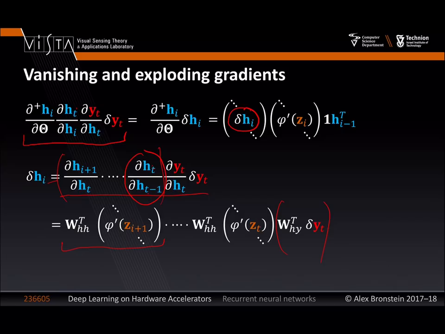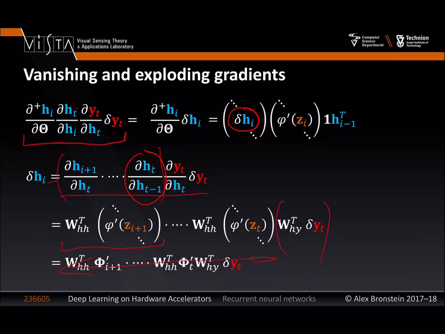Okay, and if we remember, we distinguish between short-term contributions and long-term contributions. So the difference between short-term and long-term is the length of this product, how many times we multiply by this matrix WHH transpose, and how many times we multiply by phi prime. Okay, so let's have a careful look. Let me erase these annotations.